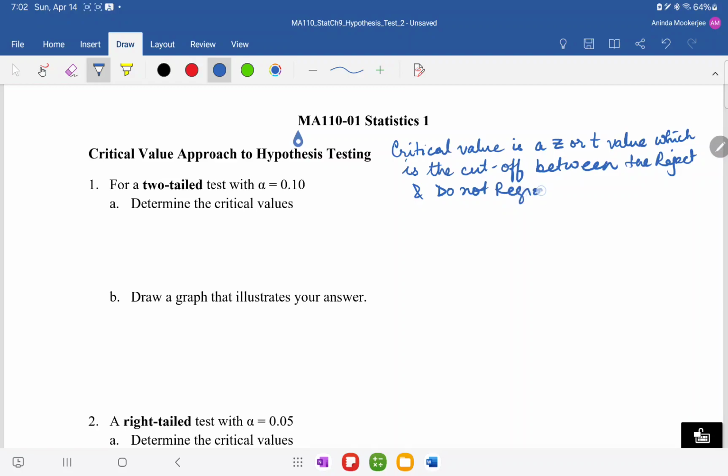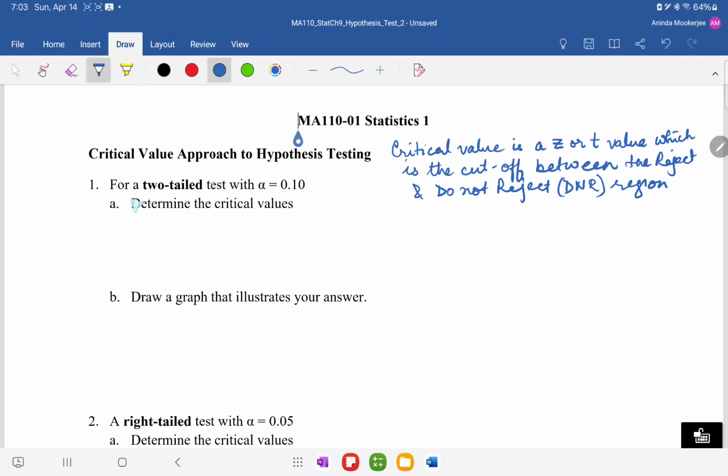I'm going to refer to the do not reject regions as the DNR. And the z value will correspond to what is called the alpha value. What is the alpha value? It's the probability of making a type 1 error, and therefore it represents the area under the curve that falls in the reject region.